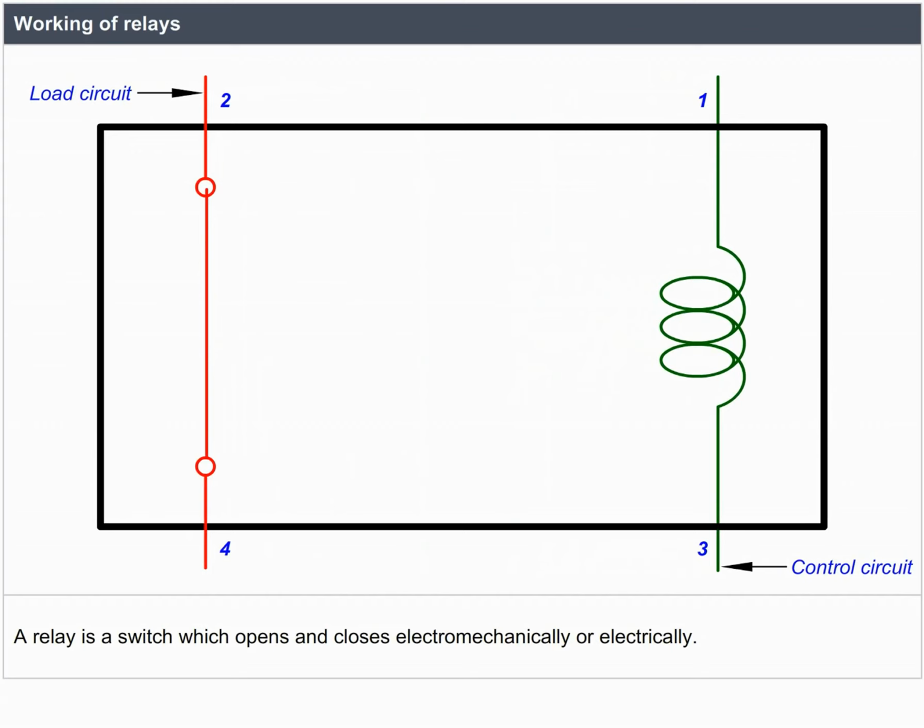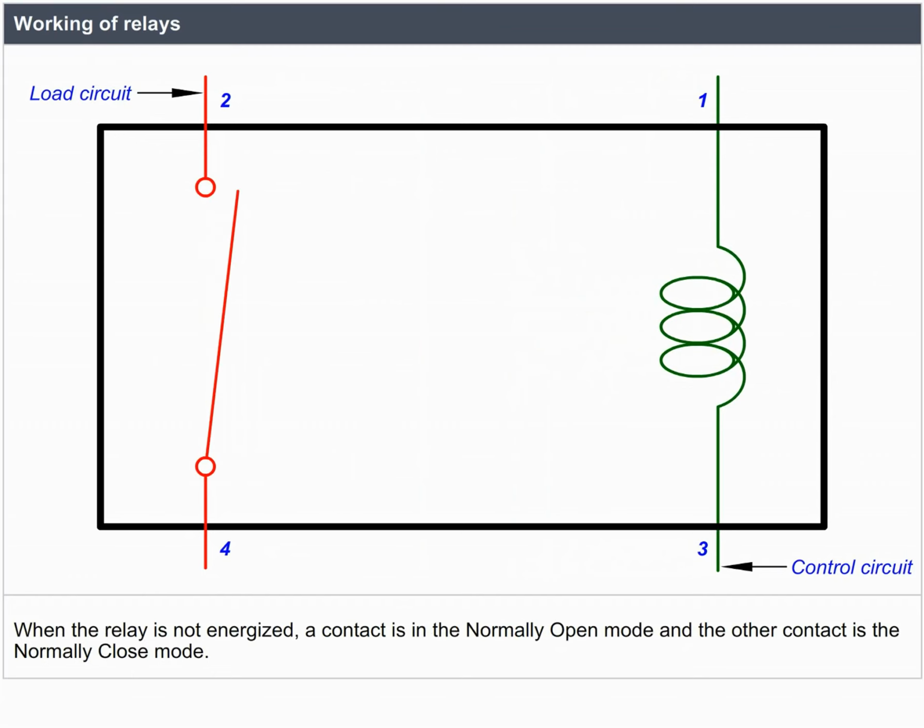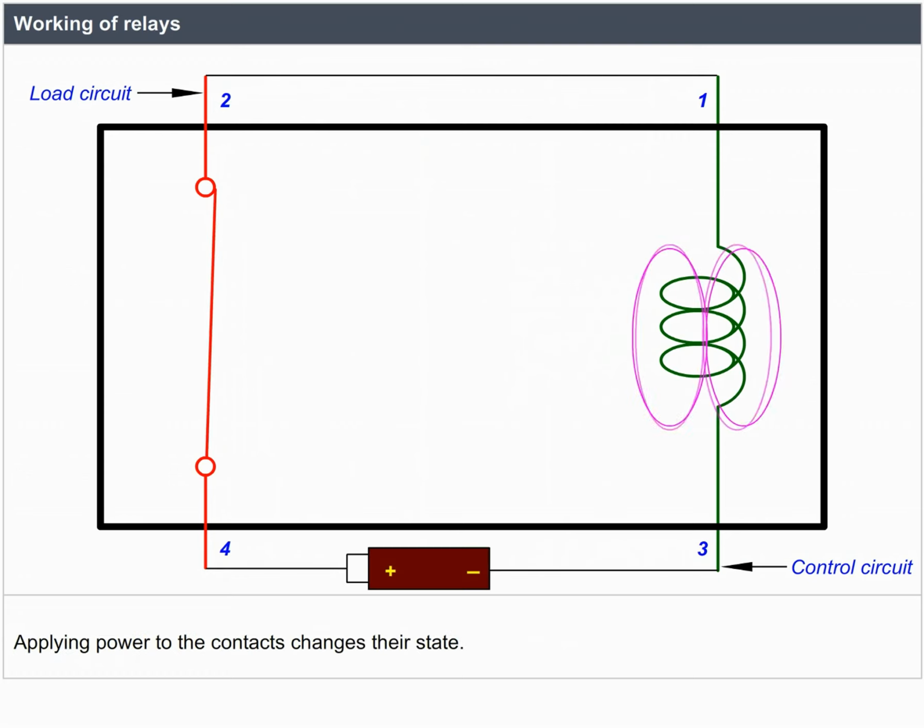Working of relays. A relay is a switch which opens and closes electromechanically or electrically. When the relay is not energized, one contact is in the normally open mode and the other contact is in the normally closed mode. Applying power to the contacts changes their state.